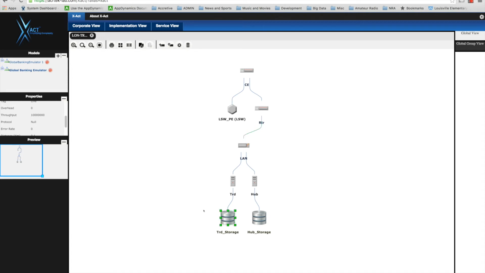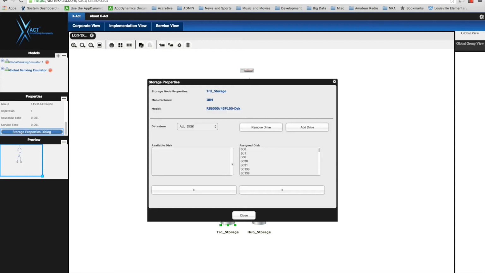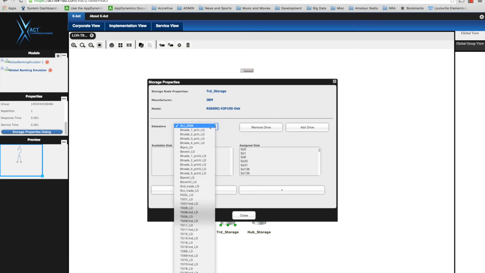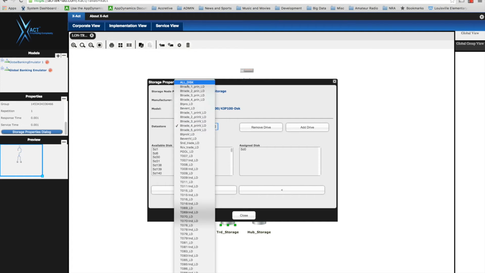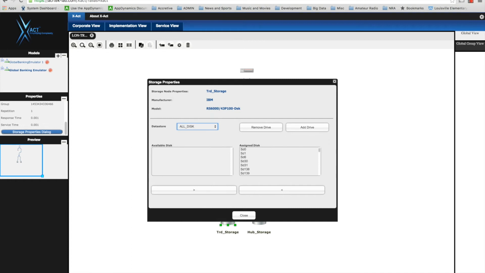Let's first start by looking at storage. We can look at the storage associated with the trade server, and we select the storage properties dialog, and we can see that it has several different data stores defined. If we select a data store, we can see what a disk is assigned to that data store. The first one in the list, all disk, is a data store that has all disk associated with it. So you see there's nothing in the available, everything is listed over here.